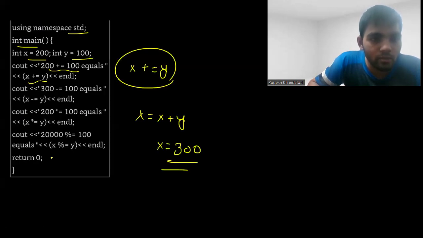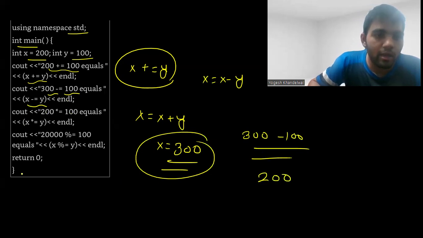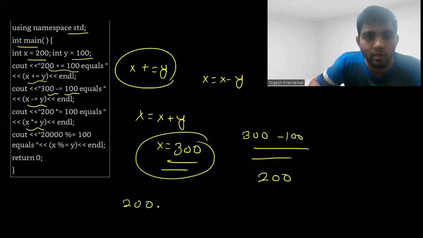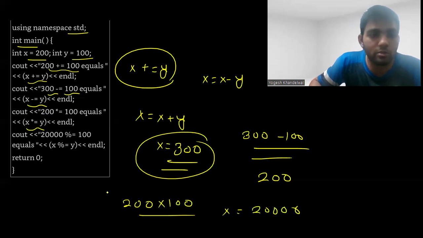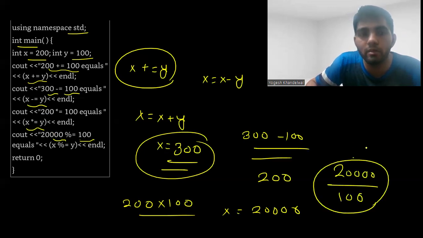And if you do x minus equal y, x is equal to x minus y. So now x is 300 and y is 100, so the result will come 200. And if you do x multiply equal to y, x is now 200 and you are multiplying by 100, so x will become 20,000. And if you do 20,000 percent equal to 100, we divide 20,000 by 100, then what is the remainder? The remainder is 0.